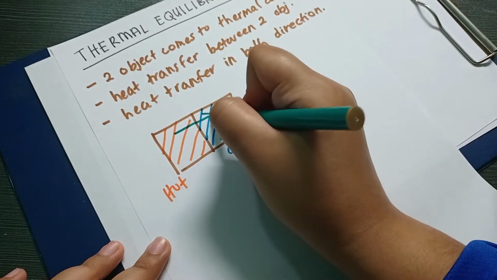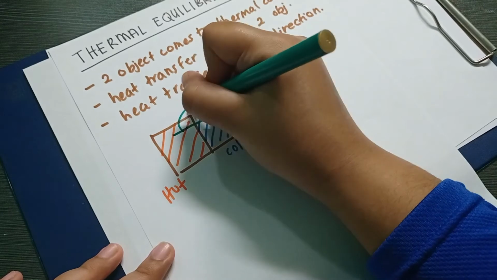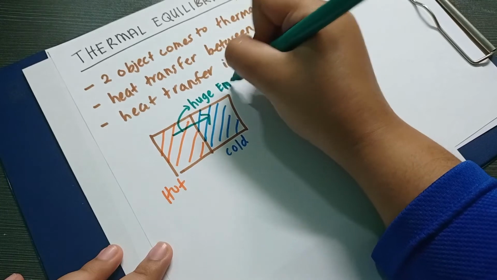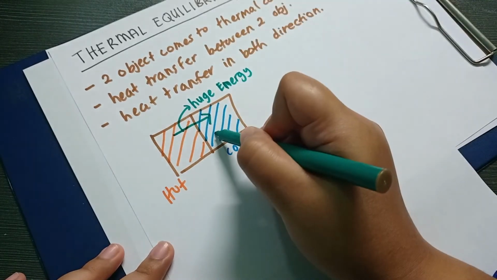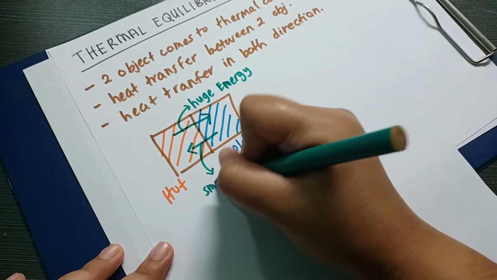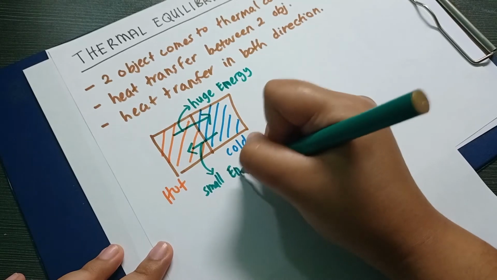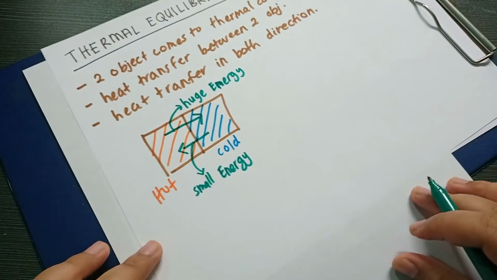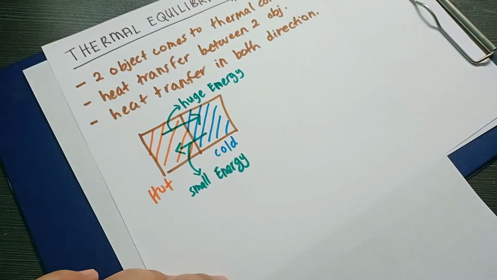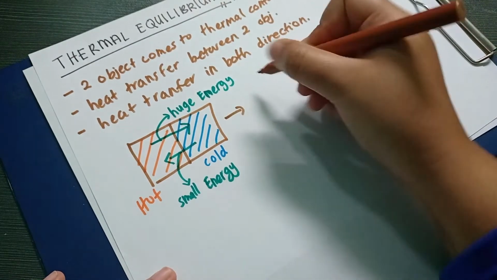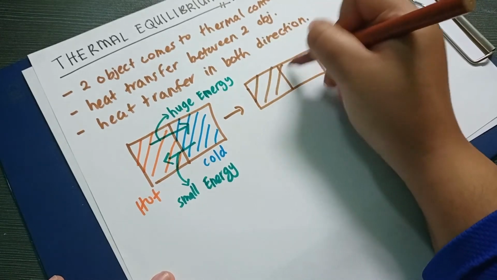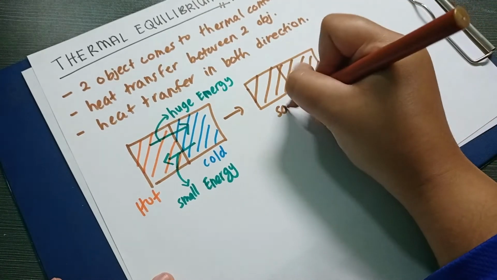Here, from the hot to the cool, it must transfer a huge amount of energy. When it goes from cool to the hot, it will transfer a small amount of energy. So when it transfers in both directions, at the end you will see that the two objects have the same temperature.